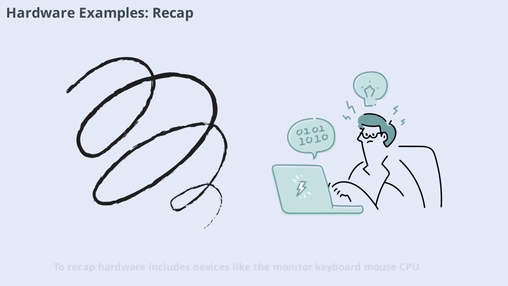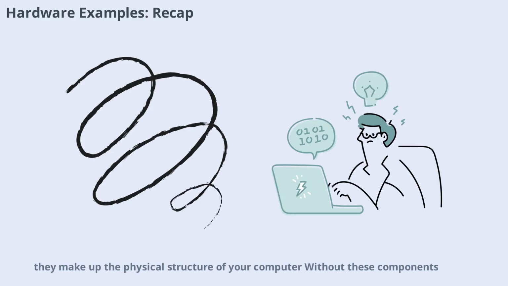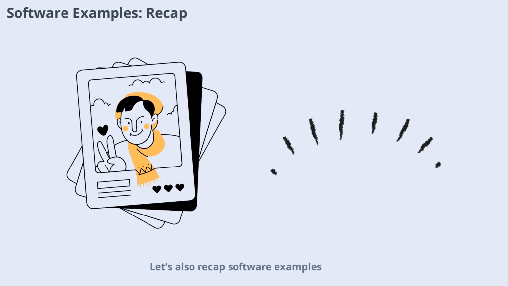To recap, hardware includes devices like the monitor, keyboard, mouse, CPU, and hard disk. Each of these has a specific job, and together they make up the physical structure of your computer. Without these components, you wouldn't be able to use your computer at all. Let's also recap software examples. Operating systems like Microsoft Windows manage your computer's resources. Applications like Google Chrome let you browse the web, and YouTube allows you to watch videos. These programs make your computer useful and versatile.